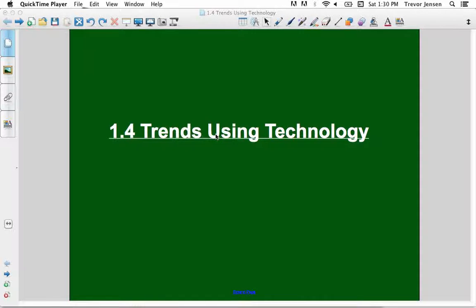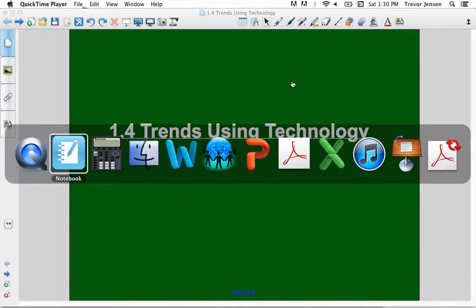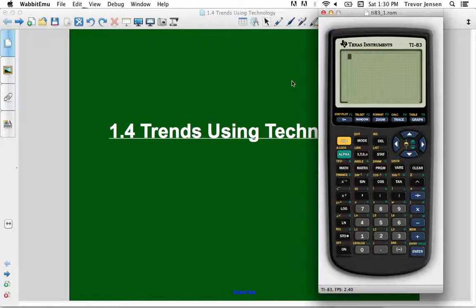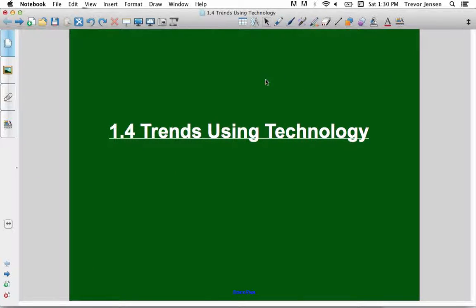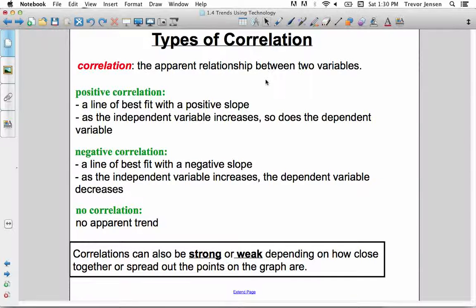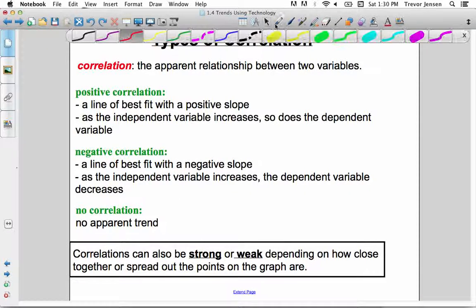Okay, this is just a quick tutorial on how to perform a linear regression using your TI-83 calculator. Before I actually show you how to do the regression on your calculator, I need to make sure you understand a couple definitions here. I need to make sure you understand what I mean when I talk about the correlation between two variables. So basically, the correlation is the apparent relationship between two variables.